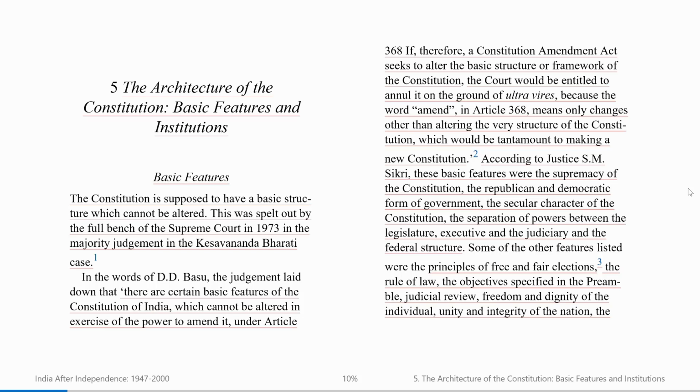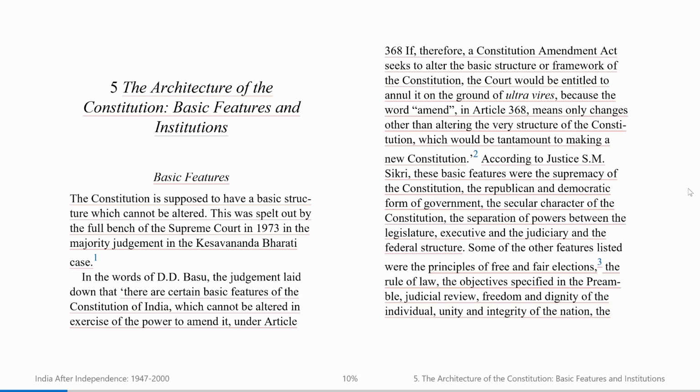Now, this was a huge debate whether the Constitution can be amended, and, right, to what extent it can be amended. So what this idea says is that if you amend the Constitution in some basic areas, it would be ultra vires, because it would be tantamount to making a new Constitution, and this can only be done by a new Constituent Assembly. Let's take another example.